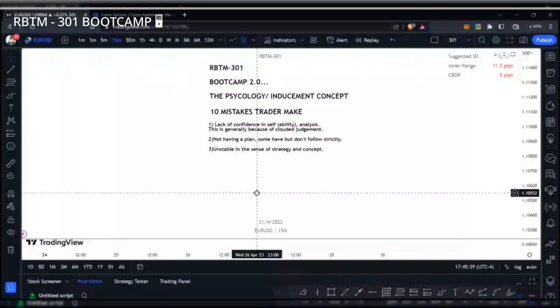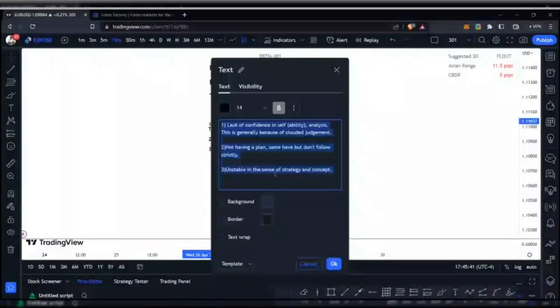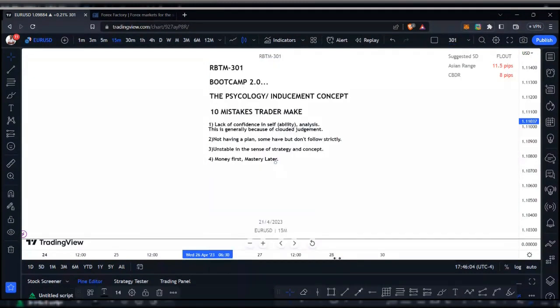Number 4. What did I write here in my notes? Money first, comma, mastery later. A lot of people are on this table. I'm shaking tables, right? Let's shake the table. Let the table break this night, please. Let it break. Money first, mastery later.